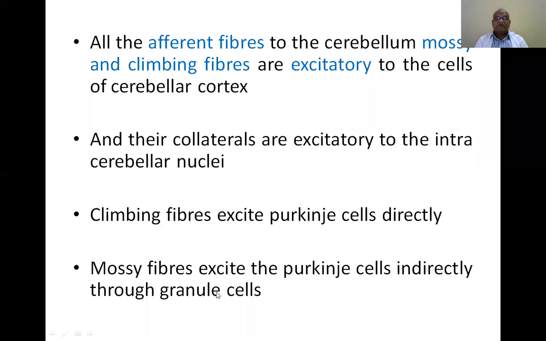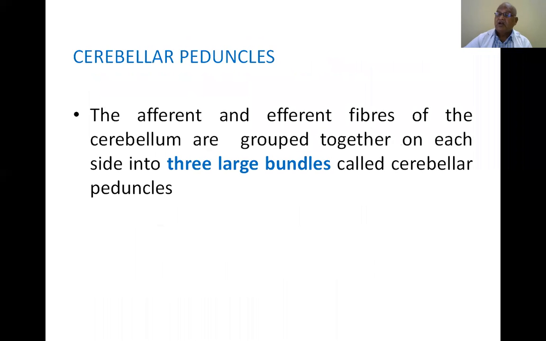Already I told you there are 5 types of neurons. Only granule cells are excitatory. The remaining 4 are inhibitory neurons. But by collateral connections, they act as excitatory. So a greater number of inhibitory neurons are present in the cerebellum. Excitatory neurons are only granule cells.